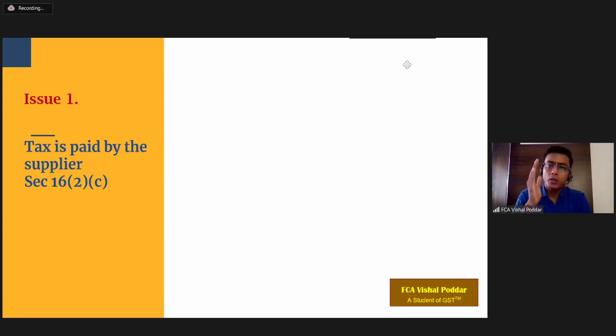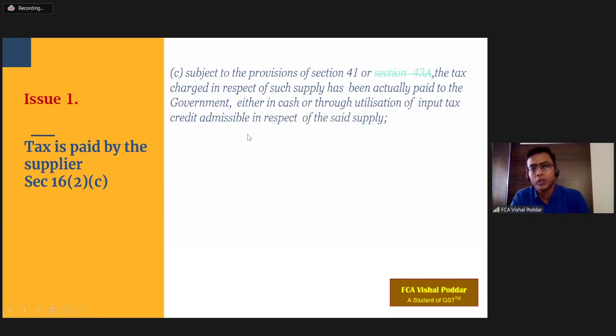Now, despite the vendor giving a written declaration to this effect and producing all his returns to prove that, sir, I have deposited the tax, you are still denied ITC on the ground that since it is not reflecting in your 2A, 2B, it means the vendor has not paid the tax. Now, when you are charged with this particular point that the vendor has not paid tax, then what is your defense?